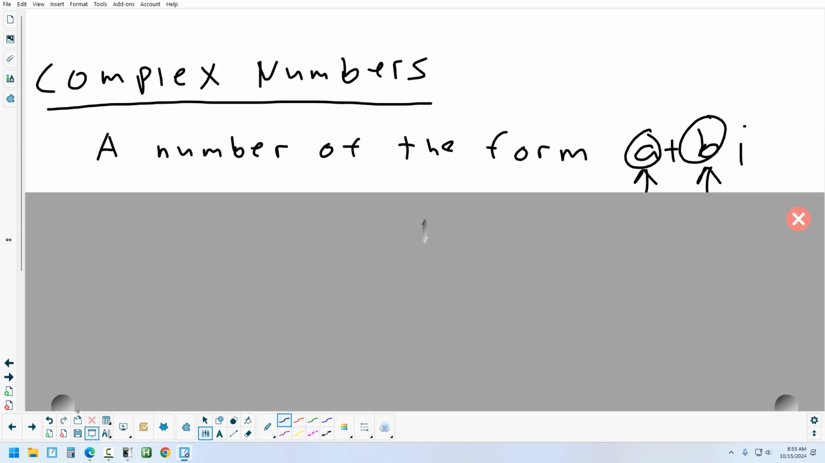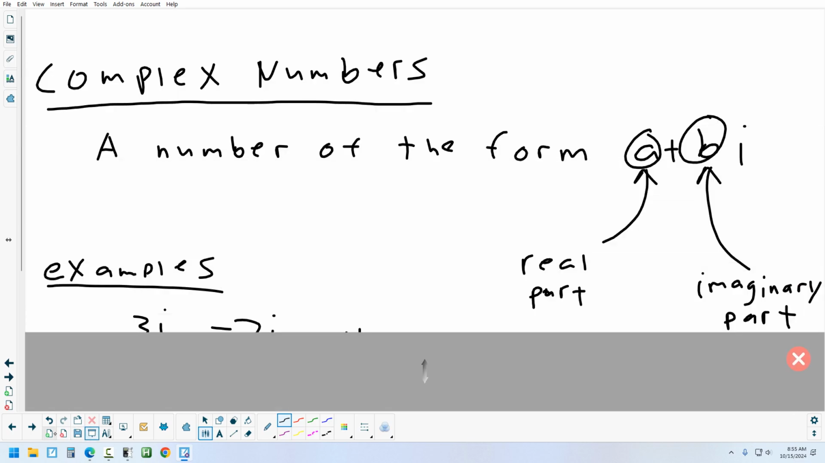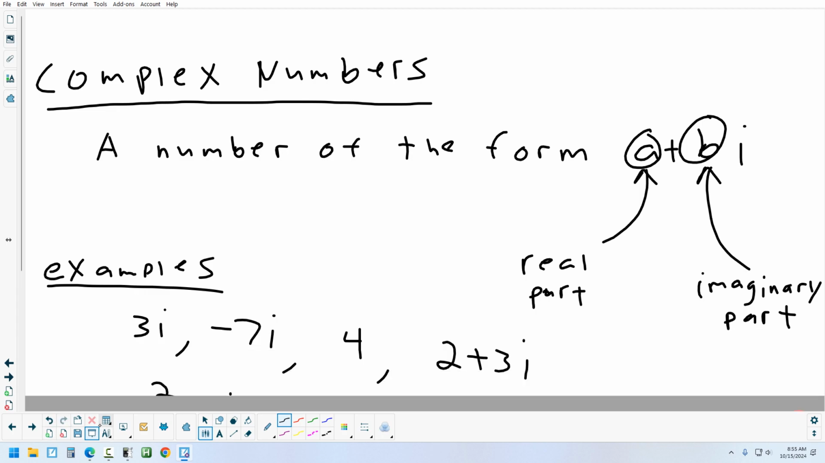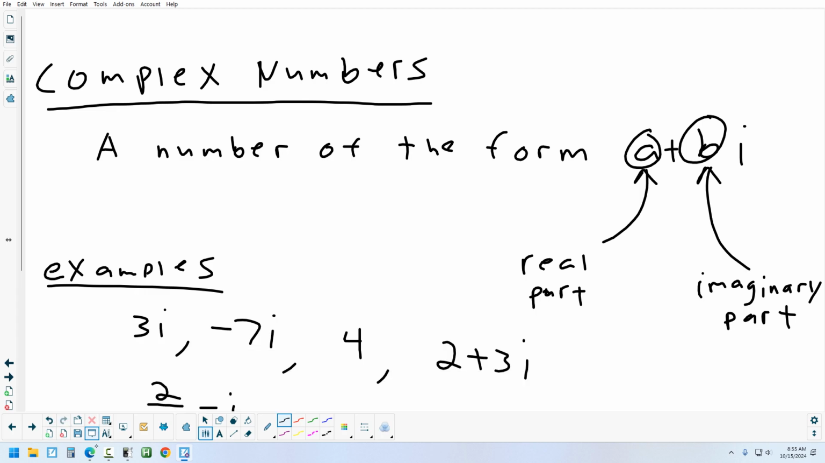So when we write a complex number, it's going to have i in it. It's possible that it could have a real part that's not 0, or the real part could be 0. Here are some examples of both. Something like 2 plus 3i is a complex number that has a real part and an imaginary part that's not 0. 3i is also a complex number, but in that case, the real part of it is 0.